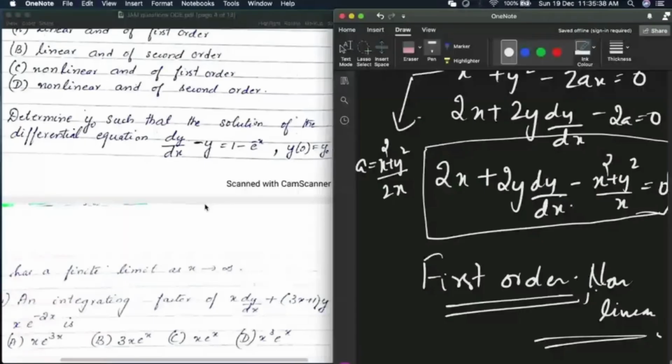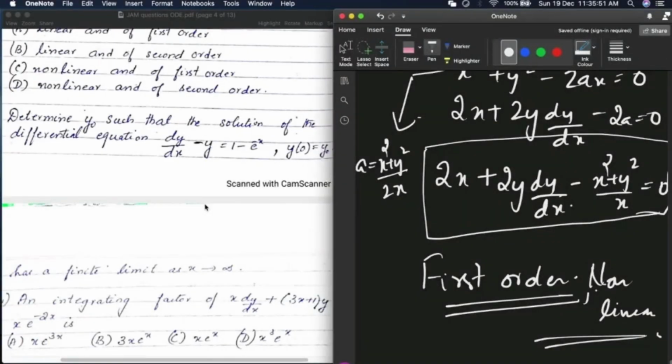Oh, this is your numerical, I think. You have to find y naught, right? dy by dx minus y is equal to 1 minus e raised to minus x. It's a linear differential equation. Straight away, it's given in the form dy by dx plus py is equal to q form.